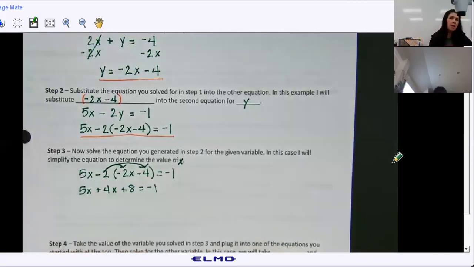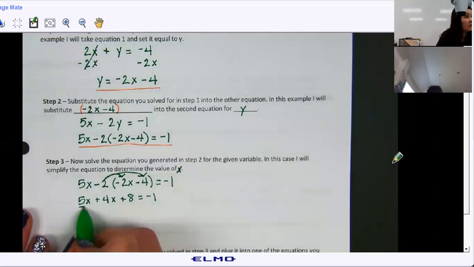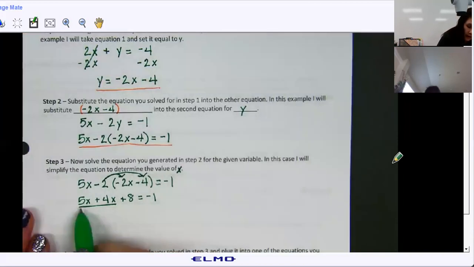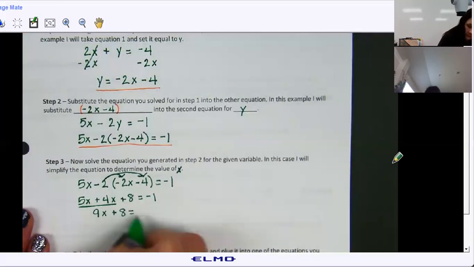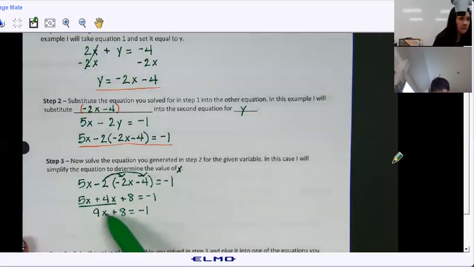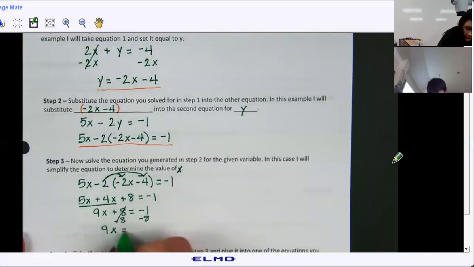So we distributed first. Now I'm going to combine like terms. So you'll notice that 5x plus 4x are like terms because they both have the variable x and I can combine them together. 5x plus 4x is 9x. Now I need to get to the point where I'm isolating my x right here by doing inverse operations. So I need to get rid of my 8. So I'm going to subtract by doing the inverse of addition. And I'm subtracting 8 from both sides. And I end up with 9x equals negative 9.